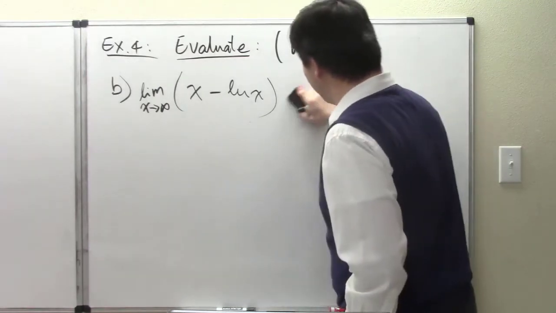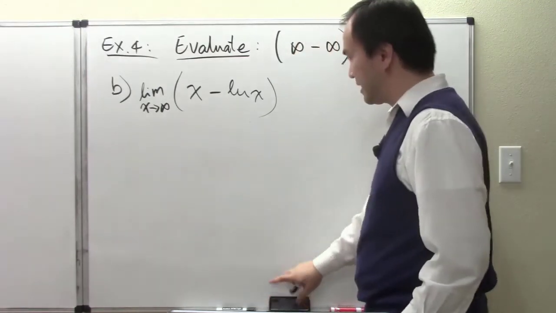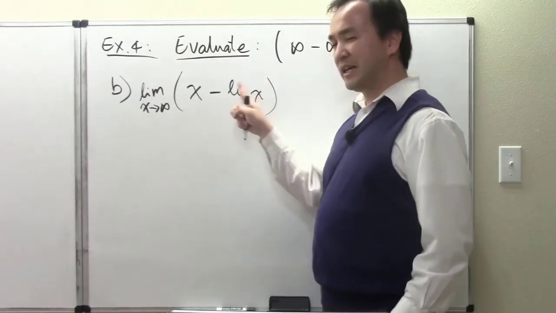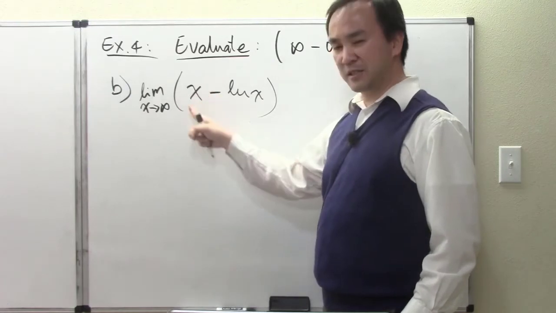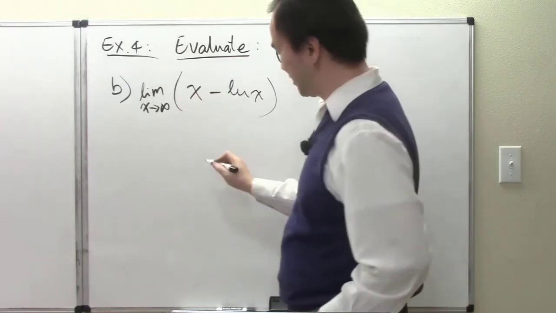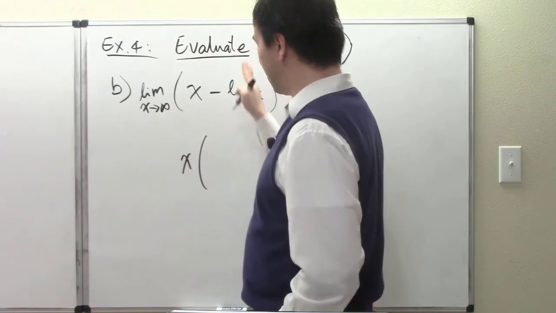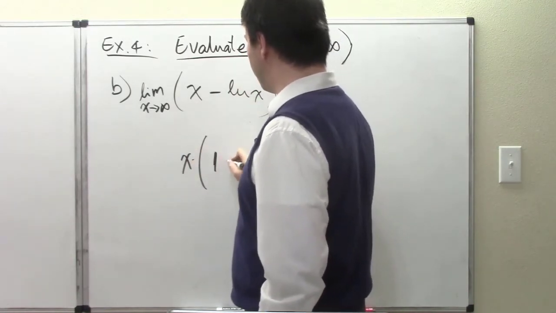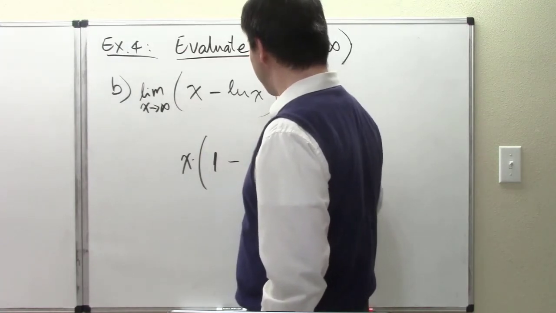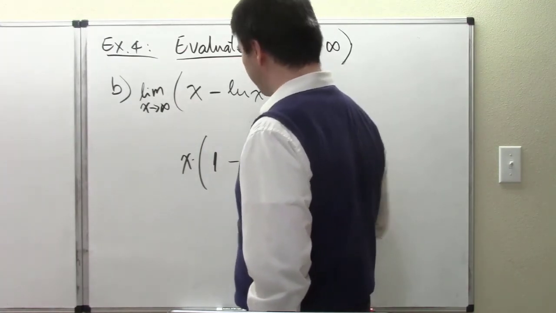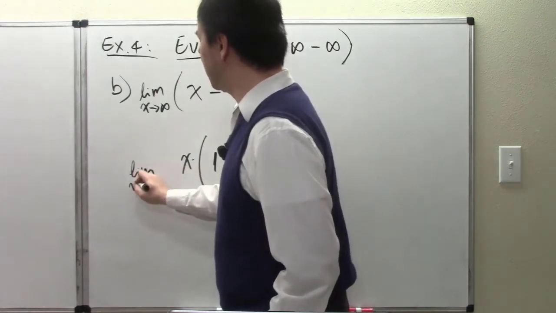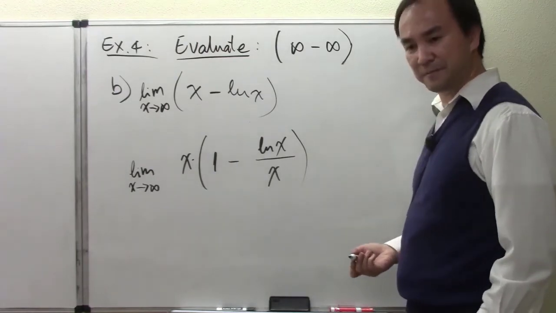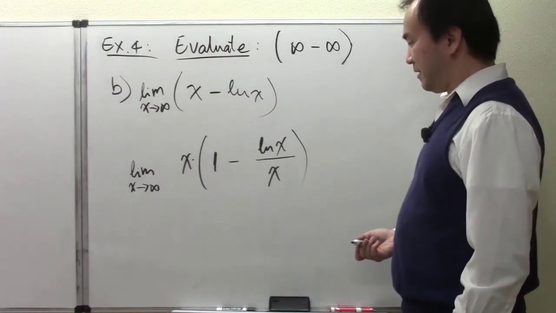So now we are going to turn our focus to some algebra work. I'm going to stay with the same trick I used earlier. Even though we don't really see a common factor, I'm going to purposely see this x as a common factor and factor out x. Inside my parentheses, I'm looking at 1 minus natural log of x over x, and I take the limit as x approaches positive infinity.